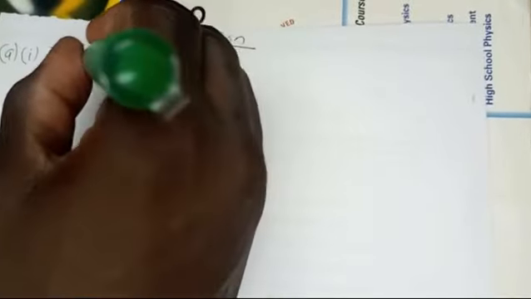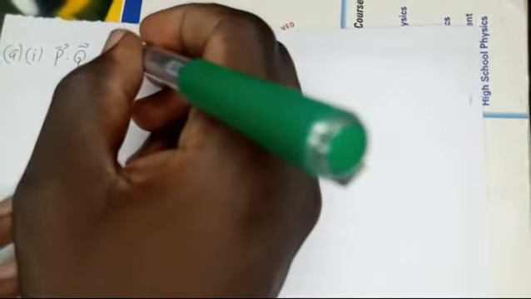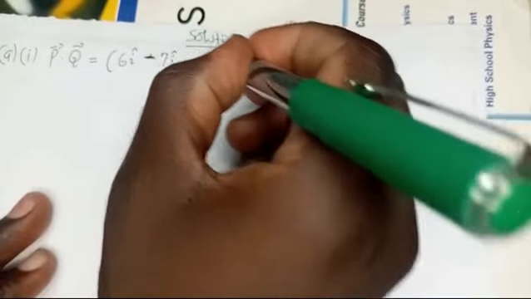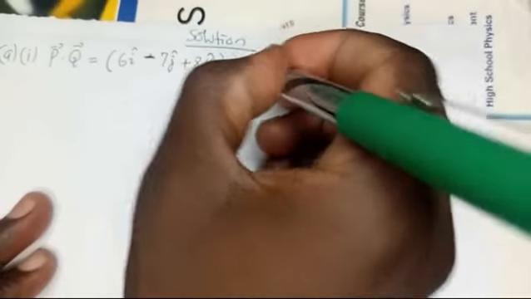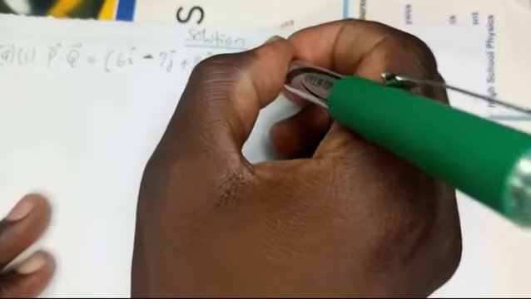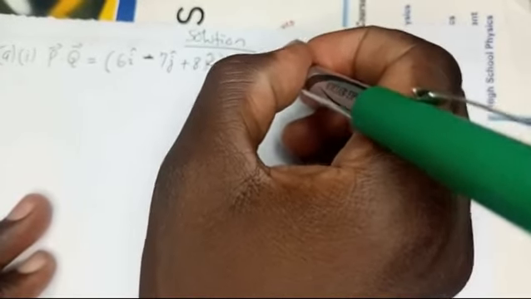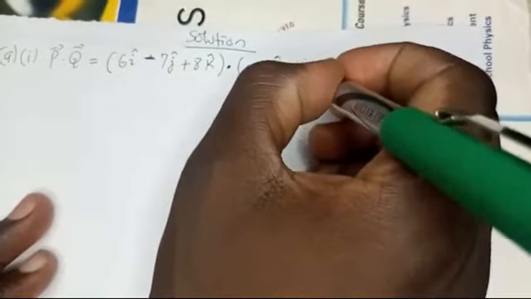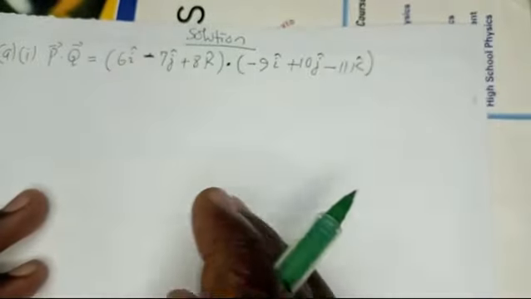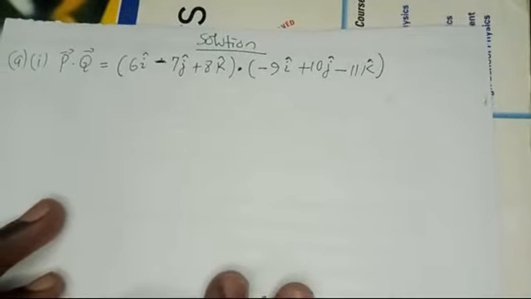Now P dot Q should be equal to, we open bracket, we now write vector P that we are given. Vector P is 6 I cap minus 7 J cap plus 8 K cap. Then dot, you open bracket again, then you have vector Q, which is negative 9 I cap plus 10 J cap, and then negative 11 K cap.